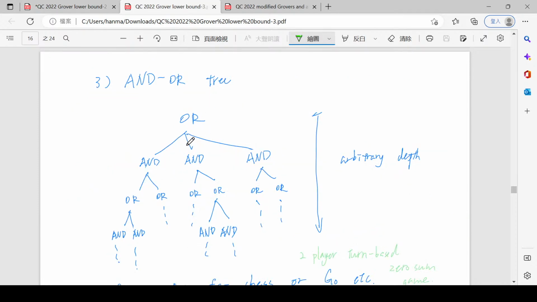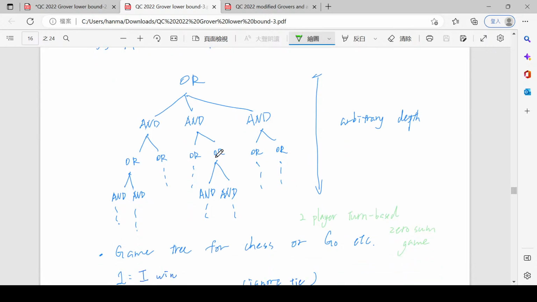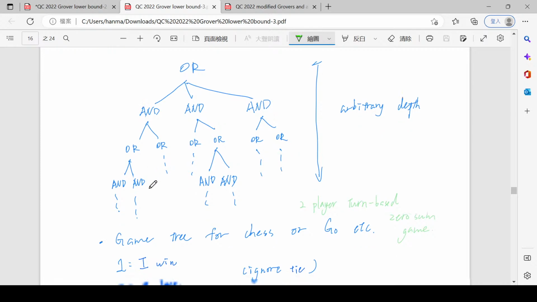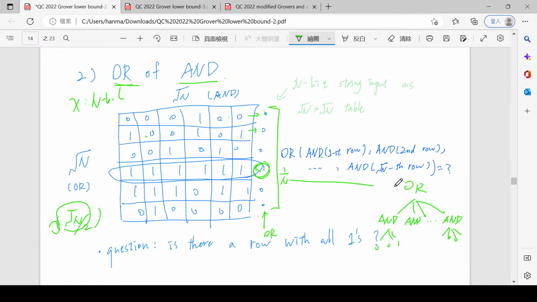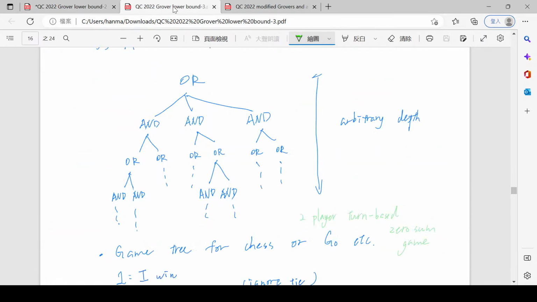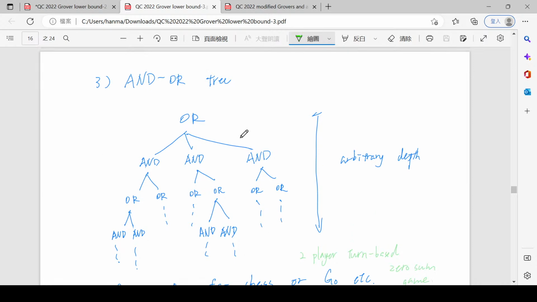So you have OR and some fan out, maybe constant, maybe more, but whatever. Some OR fans out to AND, fans out to OR, fans out to AND. So you just have alternating layers of OR and AND. And the tree depth now is arbitrary. Before we just had this two-level tree, and now we want to generalize this to an arbitrary-level tree. And we want to compute this function and see what its query complexity is.